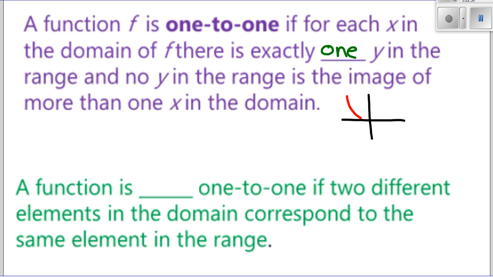So here's a classic example of a graph that's not one-to-one. What kind of graph is that? A parabola. Yeah. So see, this x can connect up with that y. But is there another x that can connect up with that y? Yeah. So this one is not one-to-one. An example of one that is one-to-one is linear functions. Are there any x's that connect up with the same y or vice versa? So this one is one-to-one.